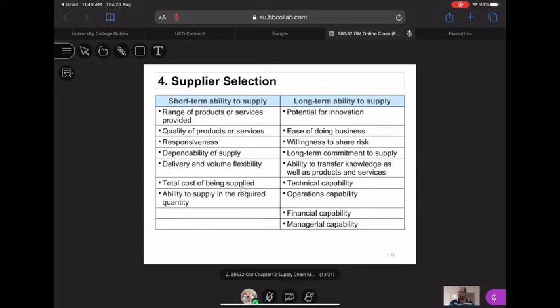Total cost as well. Of course, I'm not going to buy blindly and pay whatever this supplier charges me. Cost is also important, so that the costs are not very high, even though I work with them one time. And the ability to supply in the required quantity, which means whatever quantity I want, they are able to supply. Okay, so these are the things a company looks out for in a short-term supplier.